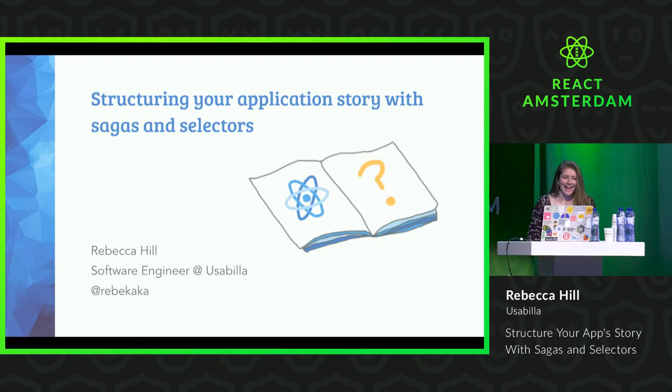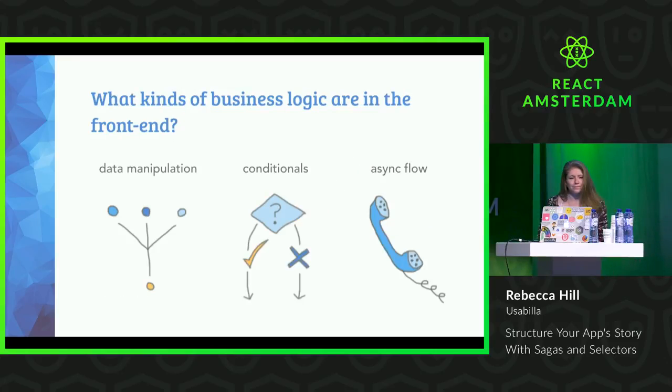Hey everyone, so my name's Rebecca and I'm a software engineer at Usabilla, which is a feedback solutions company based here in Amsterdam. So each time I've built an application with React, particularly when it starts to scale, I've found myself struggling with this question: where does all the business logic go? You know, all the tricky app-specific stuff? Well, spoiler alert, there is no one answer to this because by definition, business logic is unique to your use case. But I have a few ideas that I want to share with you.